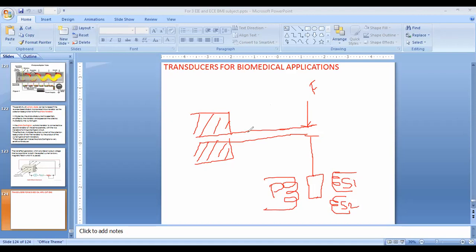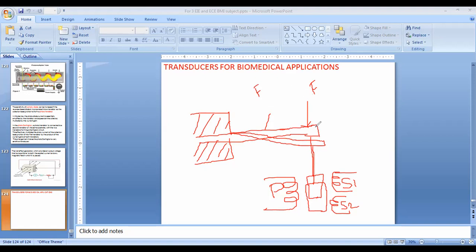By the application of the force, this strip changes its position. It means it bends, suppose this is the position after applying the force. That amount of displacement will be applied to the LVDT. So here we are converting the force into displacement, and displacement into electrical signals. We are applying force on this force summing element.